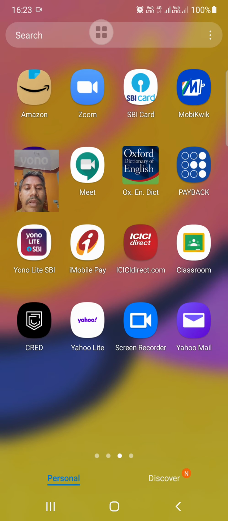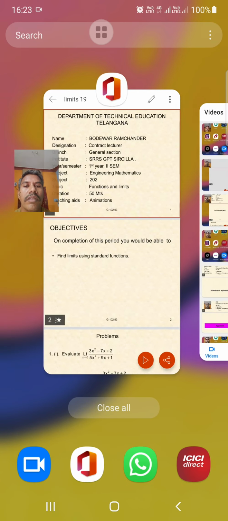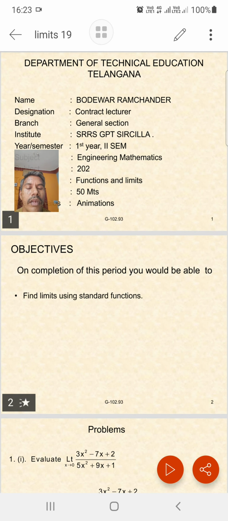Dear students, in the previous class we discussed limits, properties and problems, and in this class we will do some more problems on limits by using standard formulas or standard forms. And in the previous class we did some problems in different methods based on the question or given function.